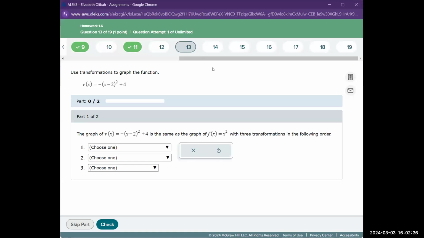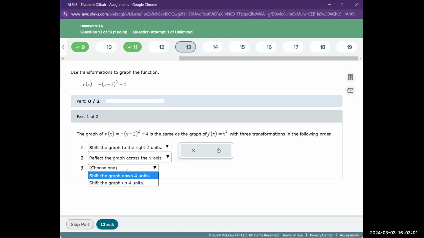Okay, this one's just asking me to explain things. The graph of this has done what if the parent graph is x squared? So what are the 3 transformations? So did it go left 2 or right 2? Well, we know it went right because it goes the opposite of what we would think. What is the reflection over, the x or the y? Well, since it's out front, we are reflecting over the x. And then finally, that plus 2 at the end moves us up 4.